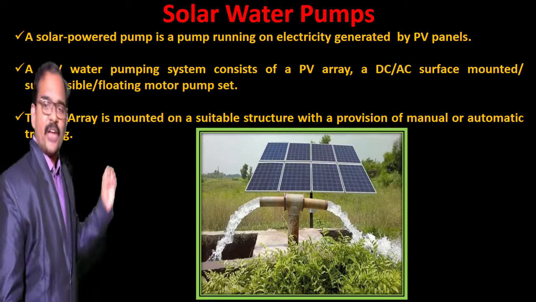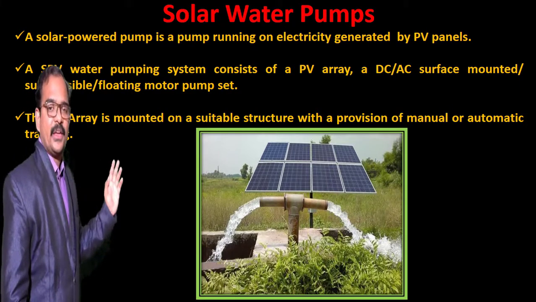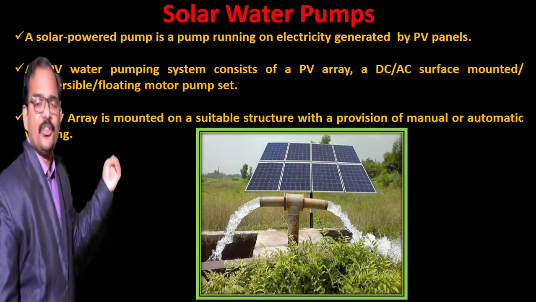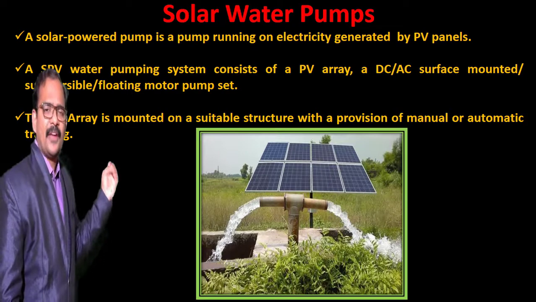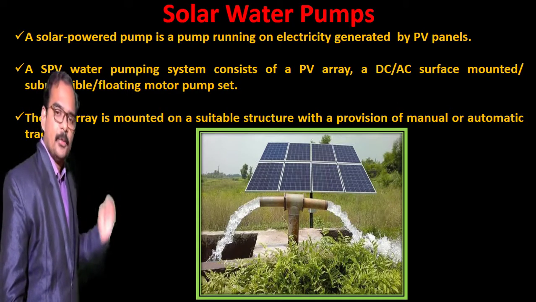tracking system. So tracking is necessary because we have already seen it in unit number 3, that is MPPT tracking. By means of some mechanical tracking or electrical tracking, we should always track the solar panel such that maximum power will always be delivered by the solar panels to the motor.